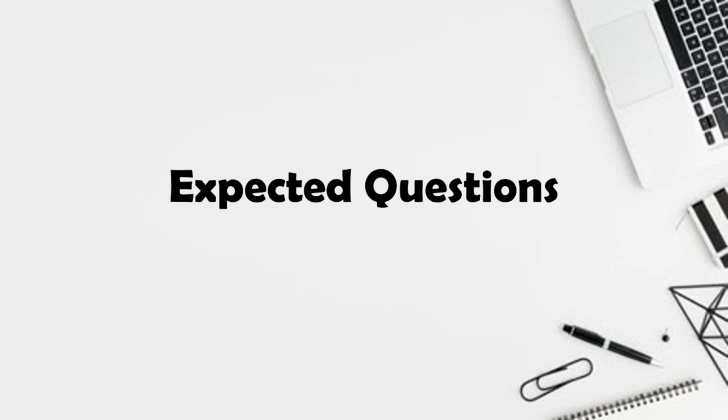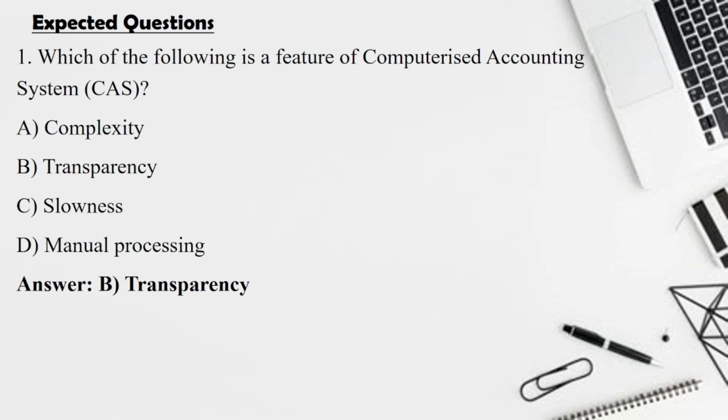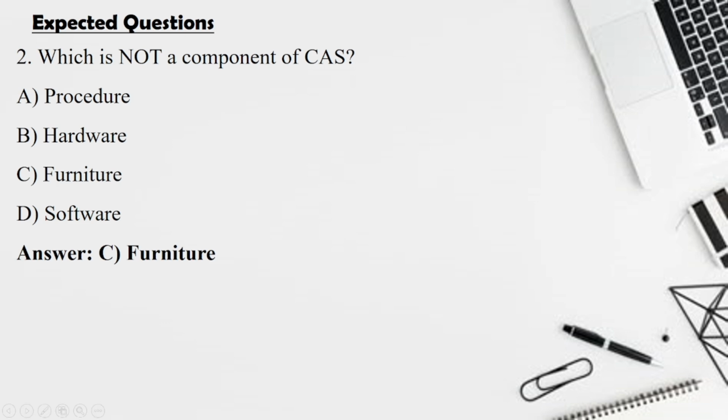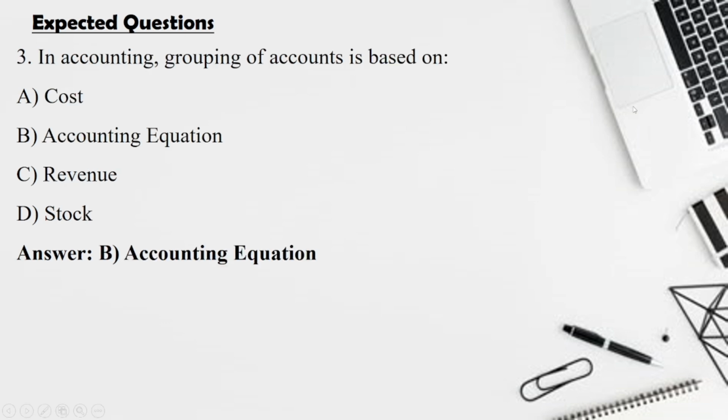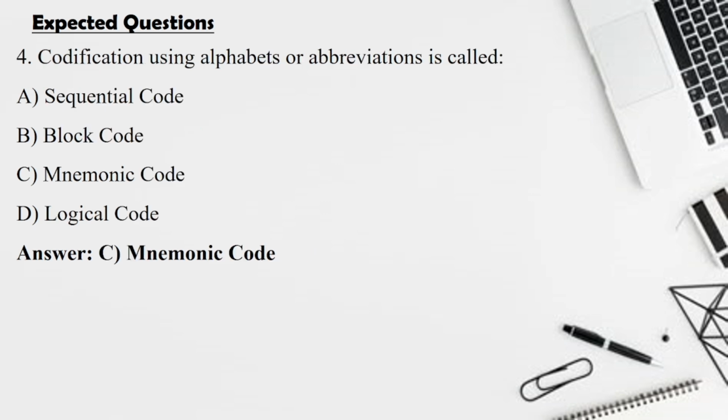What are the questions we can expect? Around 50 questions and answers are there in the MCQ form. First question: which of the following is a feature of computerized accounting system? Transparency is the answer. Which is not a component of CAS? Furniture is the answer. In accounting, grouping of account is based on accounting equation.